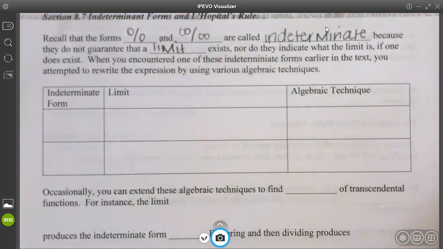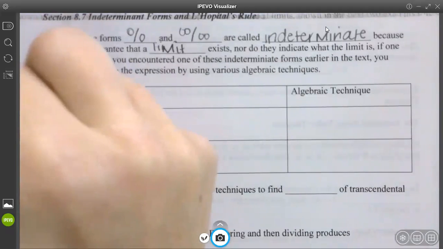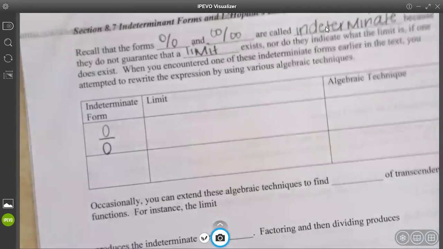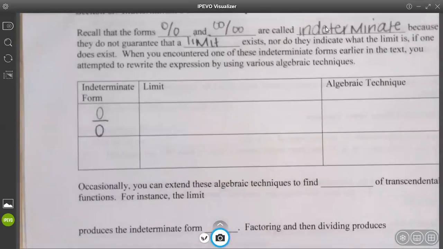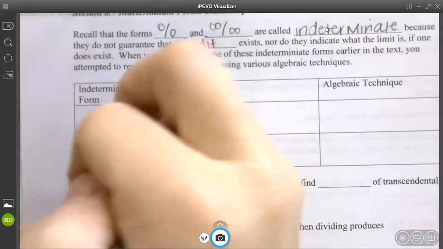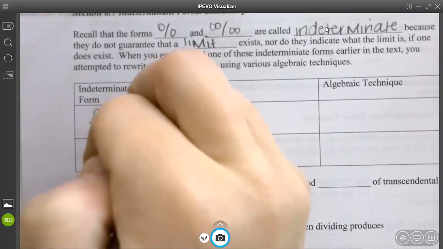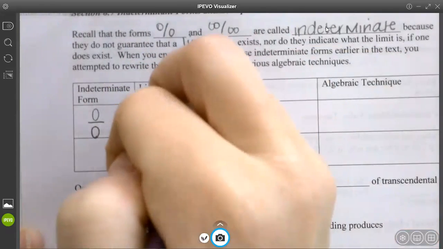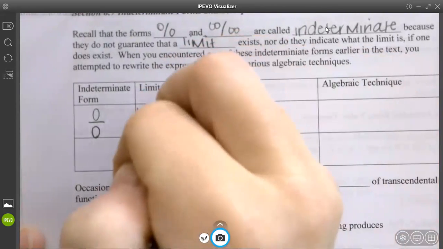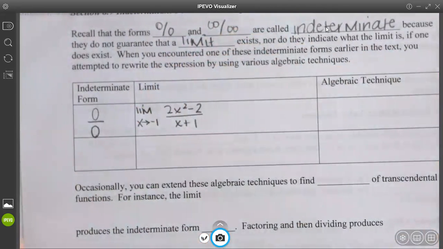When you encountered one of these indeterminate forms earlier in the text, you attempted to rewrite the expression by using various algebraic techniques. So we're going to talk about those really quick. If we got 0 over 0, for example, if we had the limit as x approaches -1 of 2x squared minus 2 over x plus 1.